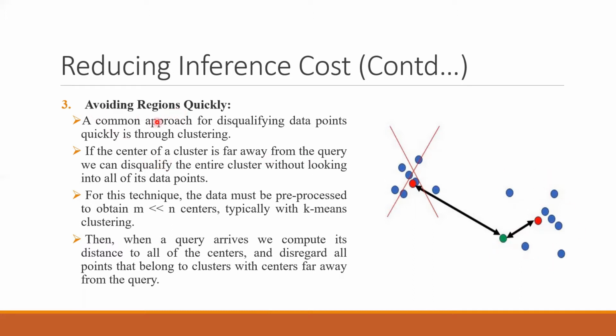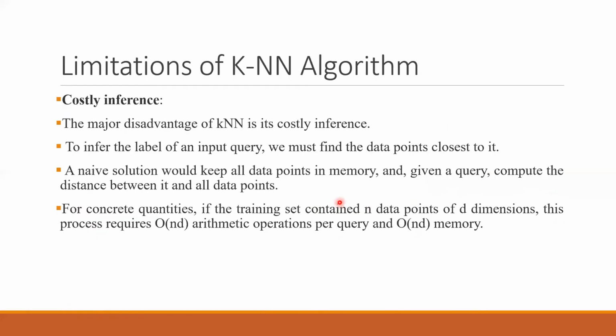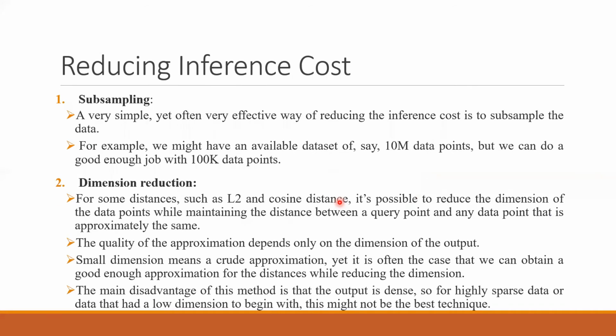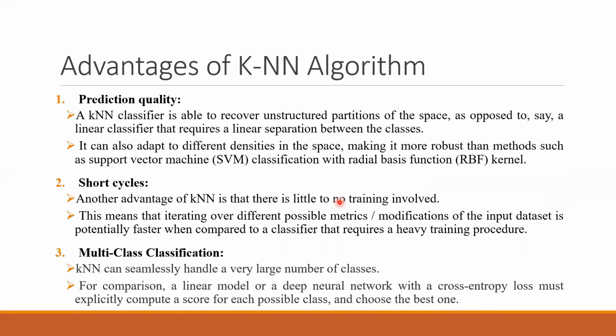So avoiding regions quickly means that a common approach for disqualifying data points quickly is through clustering. If the center of the cluster is far away, so that's what I have already said, that when the cluster is far away, let's say we are comparing two clusters, whichever is far away will be rejected, and you can keep the second one. So this is how you can reduce the inference cost for KNN. That's all for KNN. These were the limitations, these were the techniques to reduce the inference, and these were the advantages. And the rest of the slide we have already covered in yesterday's class.